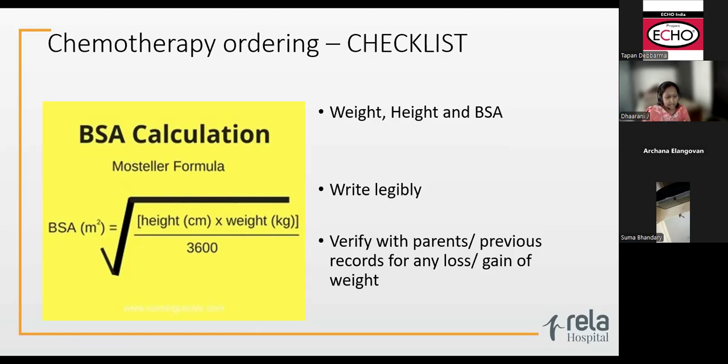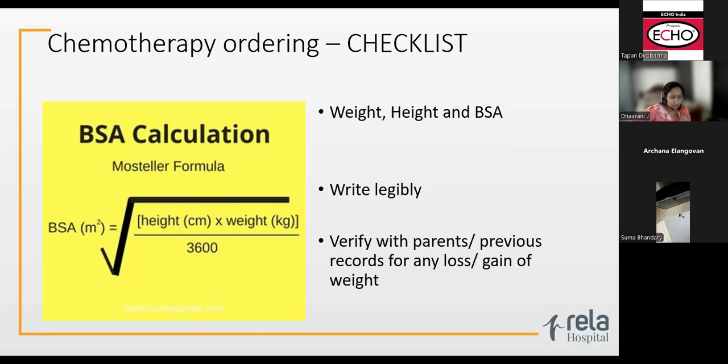There may be already available charts for the calculation of BSA based only on the weight. It is also okay to use them, but in extreme body situations like extreme malnutrition or extreme obesity, they may be wrong. So it is always better to calculate this body surface area with the current weight and height and then apply it. So write it legibly, verify with the parents.